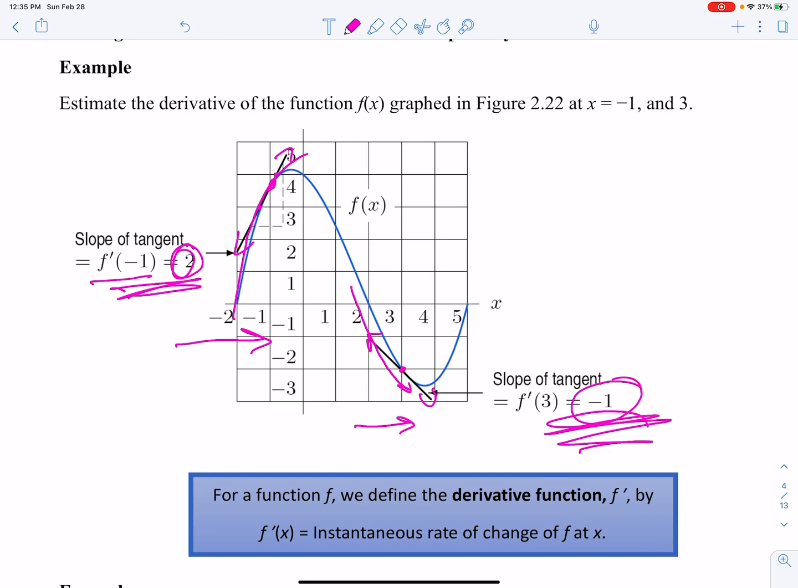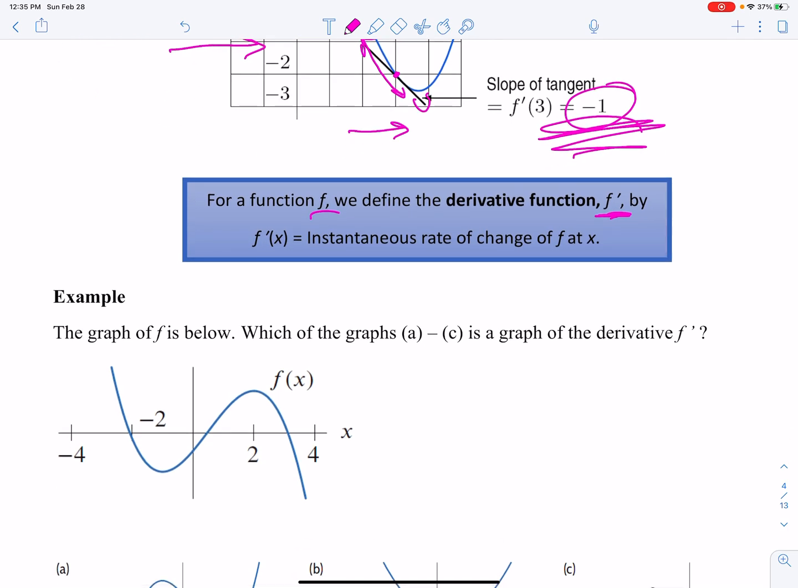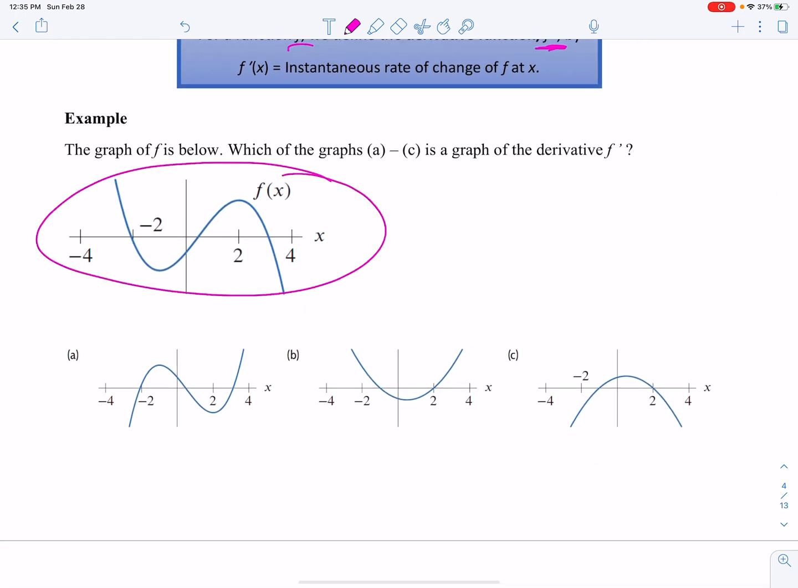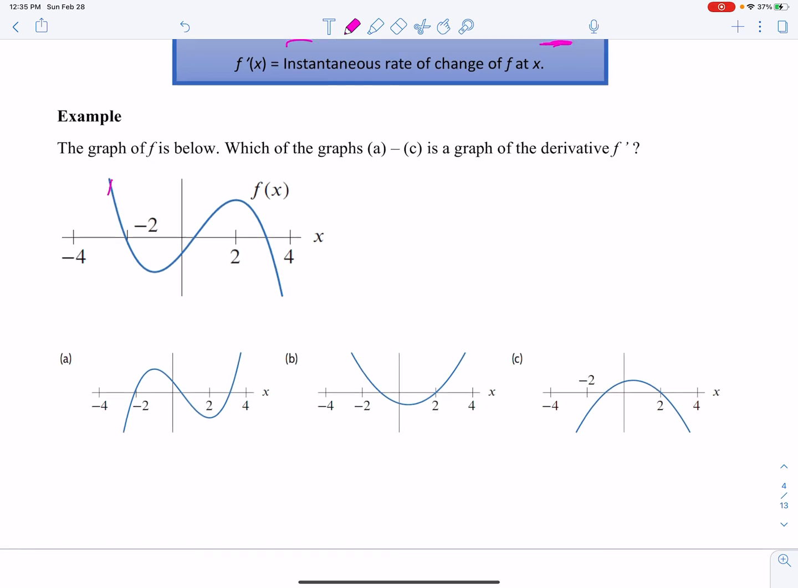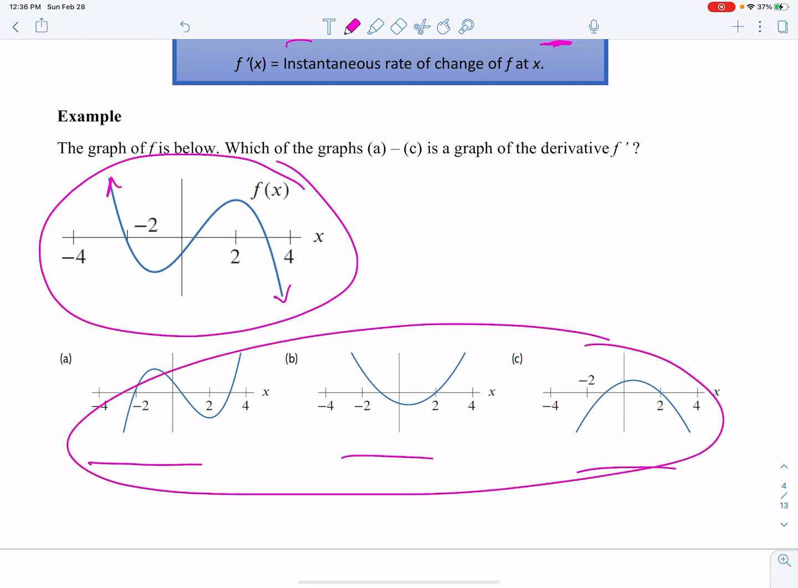Okay, there you go. So for a function f, we define the derivative function f prime by f prime of x equals the instantaneous rate of change of f at x. In other words, we're going to find that slope. Here's an example. The graph of f is below. So this is the function, f of x. We'll put some arrows on the end here. Which of these 3 graphs is the derivative of this graph? So we're trying to find which of these 3 is the graph of the derivative for this function graph.